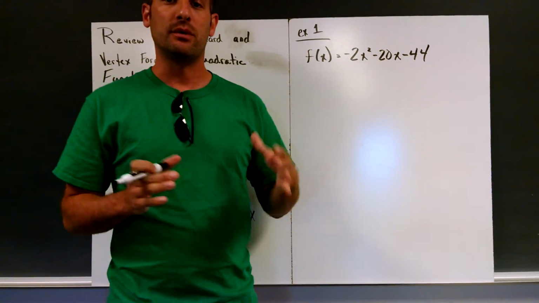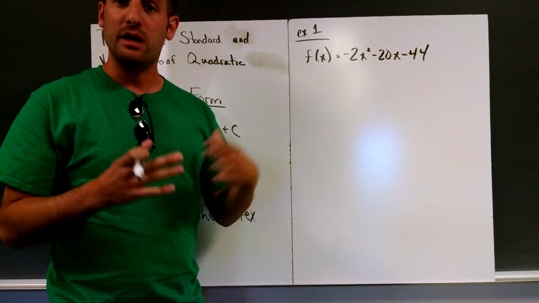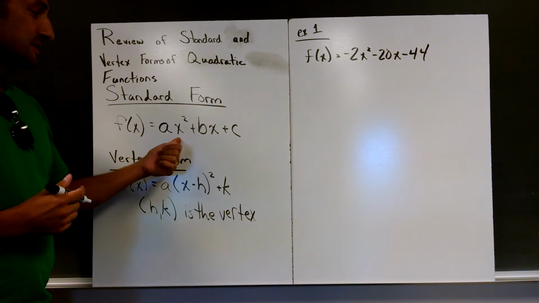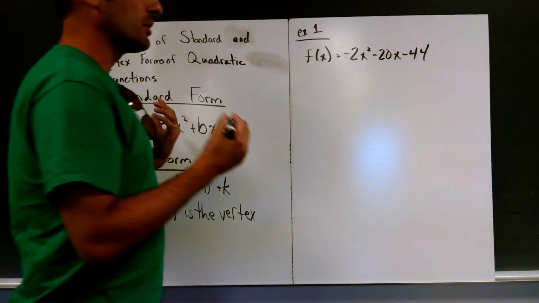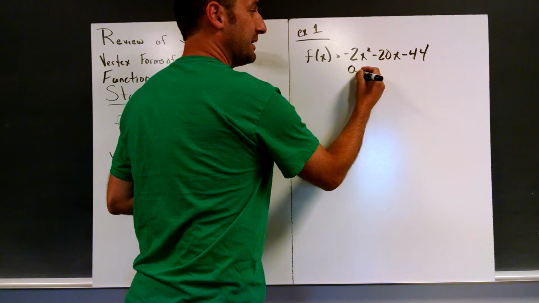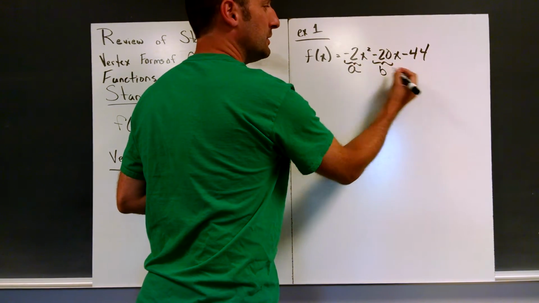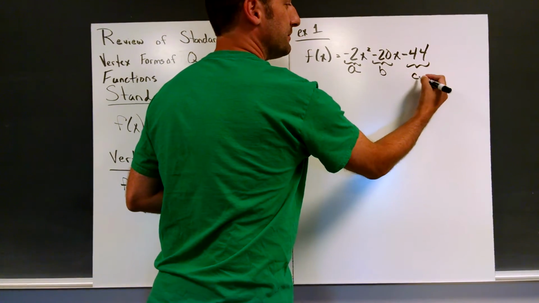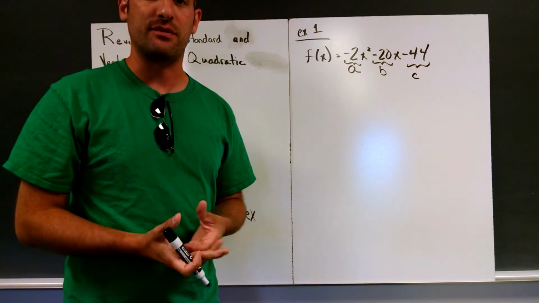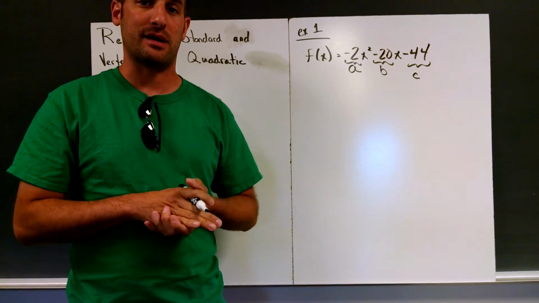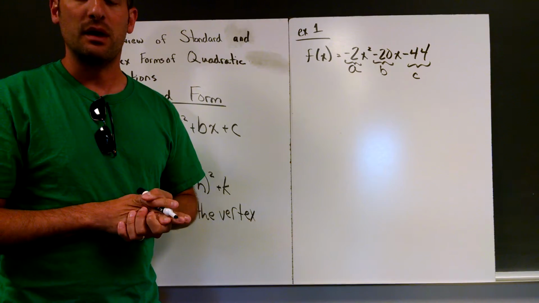But it might be helpful, especially when we're learning this stuff early on, to label these. And remember from over here, standard form is ax squared plus bx plus c. I'm going to go ahead and label these numbers: a is negative 2, b is negative 20, and c is negative 44. Now, they just happen to all be negative in this problem. They could all be positive. There could be a mix and match between negative and positives. It doesn't matter. You just take the numbers as they come.